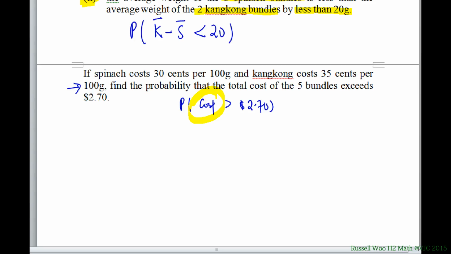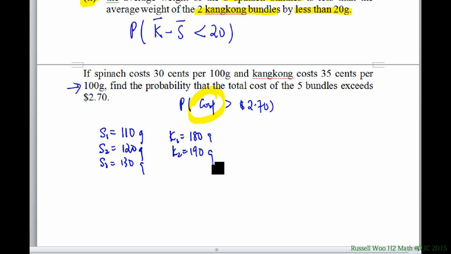When you see a problem, if you are stuck, never mind. Let us assume that if I have one spinach, say it is 110 grams. Another is 120. Another is 130. Then kangkong is 180. Kangkong 2 is 190. All in grams, because just now we talked about grams. You want to copy, don't copy, never mind. Then actually what is the cost? Don't give me the number yet. I want you to know how to calculate.